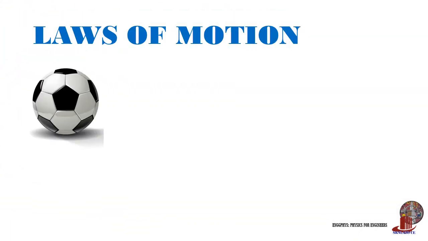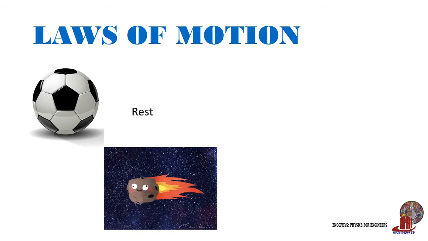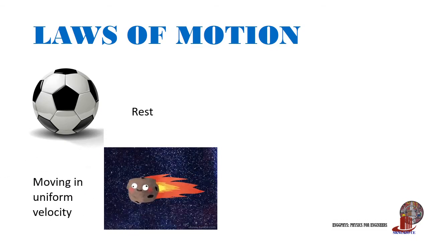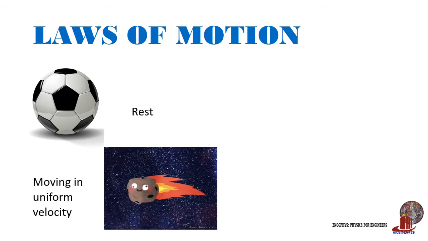Take, for example, a ball on the ground. It will remain at its position unless someone kicks it. Another is a particle moving in a uniform velocity. Such a particle will retain its motion unless an outside force is applied to it.